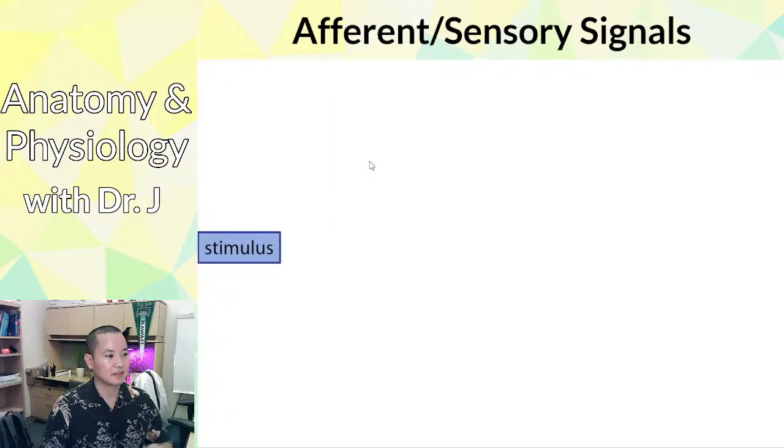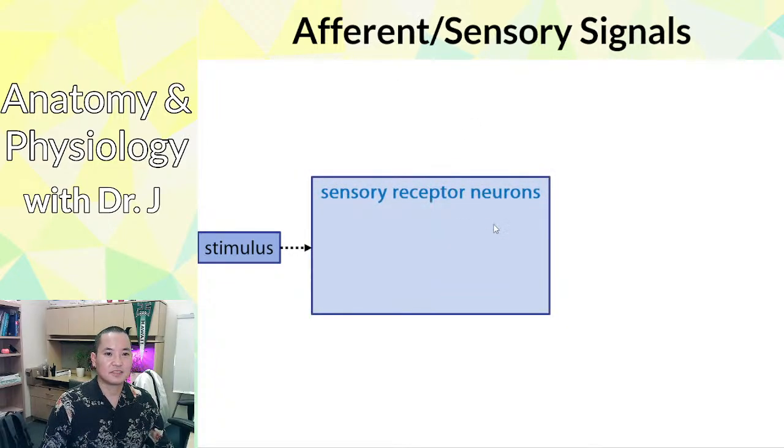Now what we have here is a stimulus. So some sort of signal from somewhere in either your external or internal environment. A stimulus is going to activate something called a receptor. So we have our sensory receptor neurons. Sometimes you might hear the term sensory receptors or just receptor neurons. I tend to say sensory receptor neurons, so you're not going to confuse them with other uses of the word receptors. So what happens is that stimulus, some sort of signal, some sort of change, causes these neurons to depolarize.